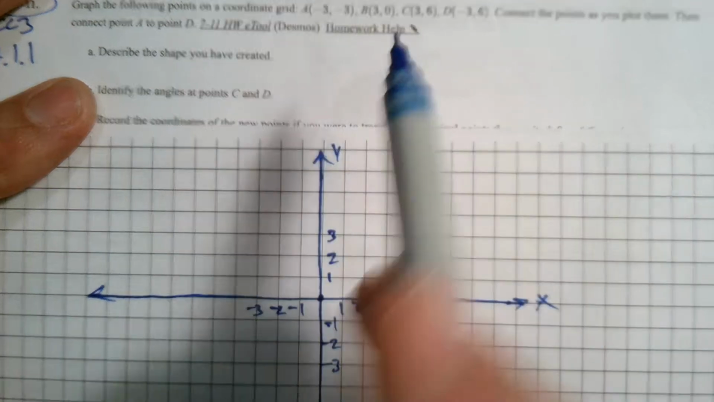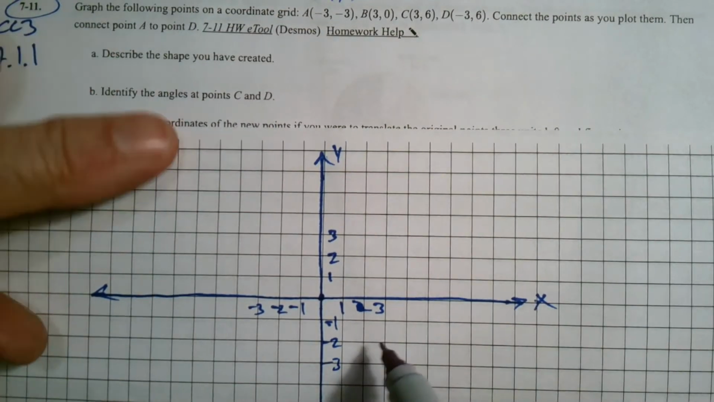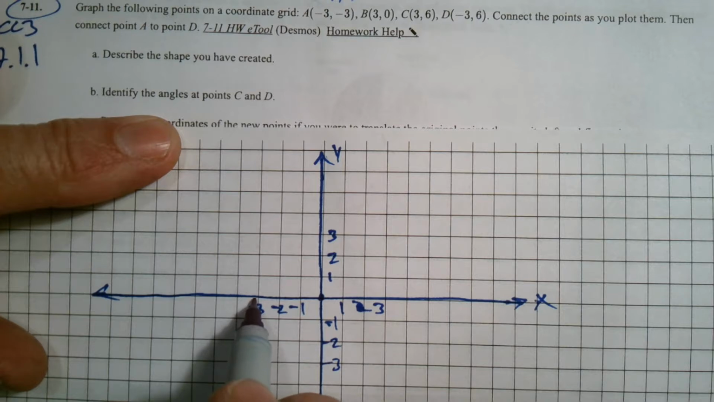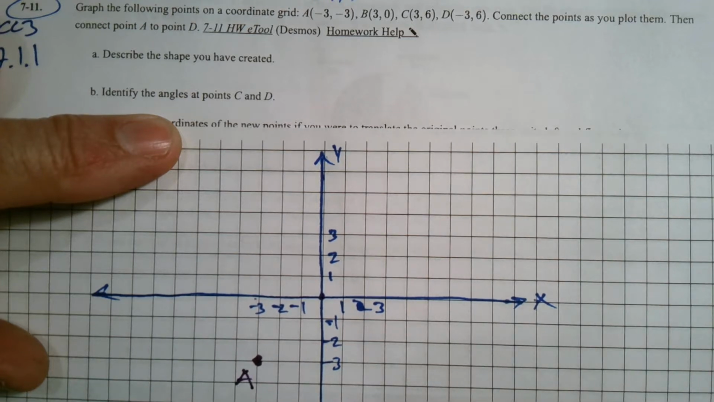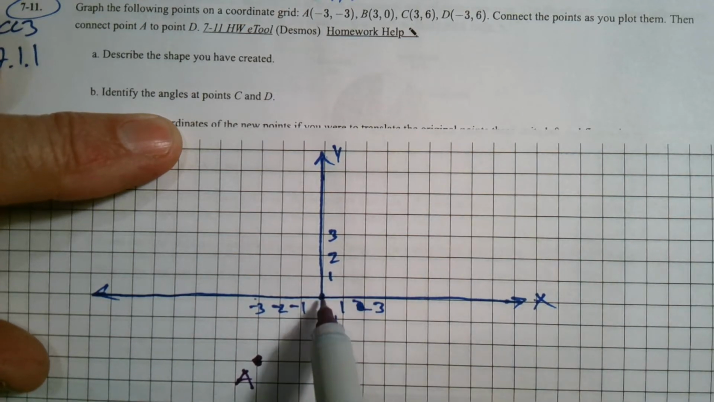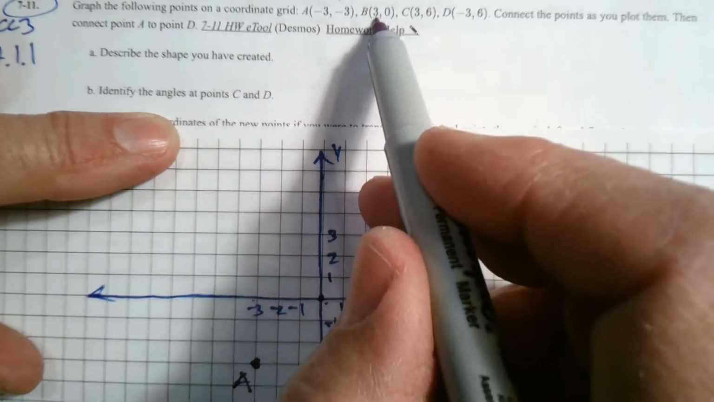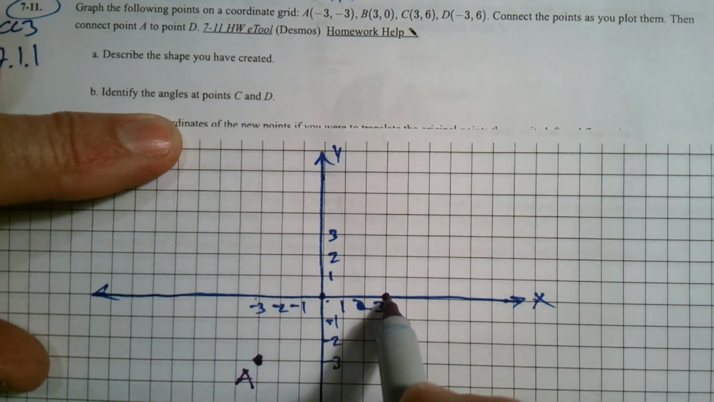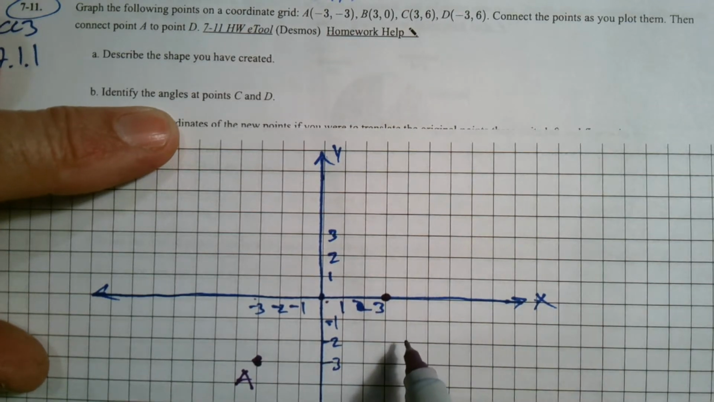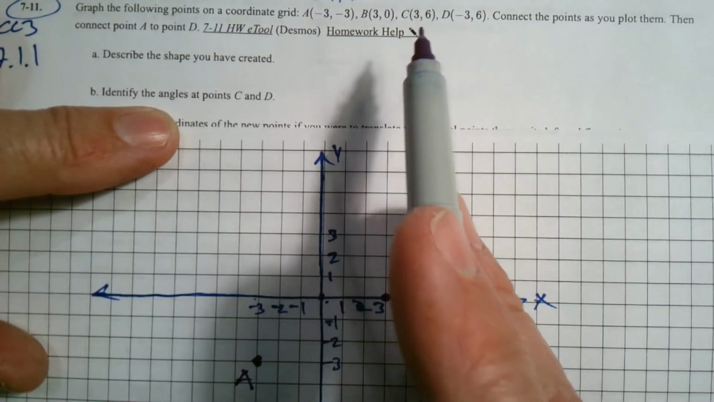So -3, 3 is my first point, and that's A. So -3, 3. Let's see, -3 on the X, 3 on the Y. Oh, I might have labeled this wrong. -1, -2, -3. So, oh no, that's right. I did that right. So there we go. That's -3, 3. And that would be A. So that's my coordinate A. I'll label it. B is at X is 3, Y is 0, 3, 0. So I don't go any up or down, but I do land right there where X is 3 on the X axis.